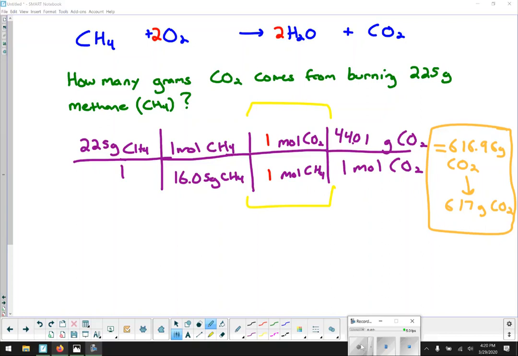Okay, so again, I've done the math, and if you do all the math, 225 divided by 16.05 times 44, and again, I'm just ignoring the ones, multiplying, dividing, you get 616.96 grams of CO2. Because I started with 3 sig figs, I'm going to round to 3 sig figs and call that 617 grams of CO2. So my answer will be 617 grams of carbon dioxide. So when you burn 225 grams of methane, you get 617 grams of CO2, plus some amount of water and also some light and some heat.